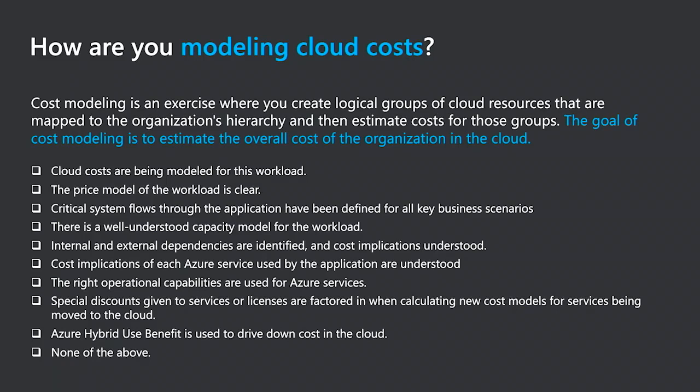Internal and external dependencies are identified and cost implications are understood. Examples of typical dependencies include platform dependencies outside the remit of the application, such as Azure Active Directory, ExpressRoute, or a central network virtual appliance, as well as application dependencies such as APIs, which may be in-house or externally owned by a third party. It's important to understand the cost for these services and how they are being charged. This makes it easier to understand an all-up cost. Cost implications of each Azure service used by the application are understood.